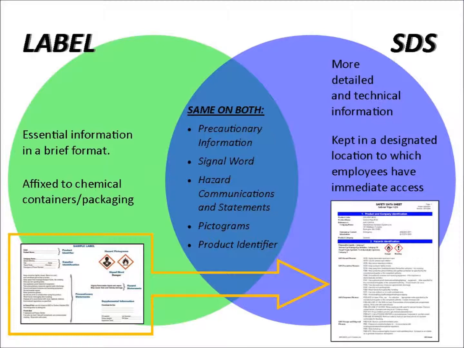Information you'll find on both includes the precautionary information, including in case of fire and first aid, the signal word, the hazard communications and statements, the pictograms, and the product identifier.